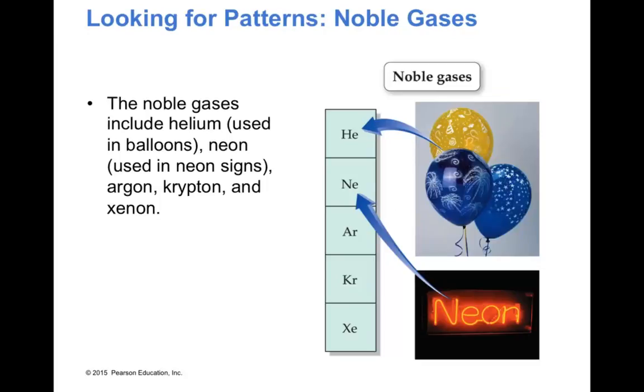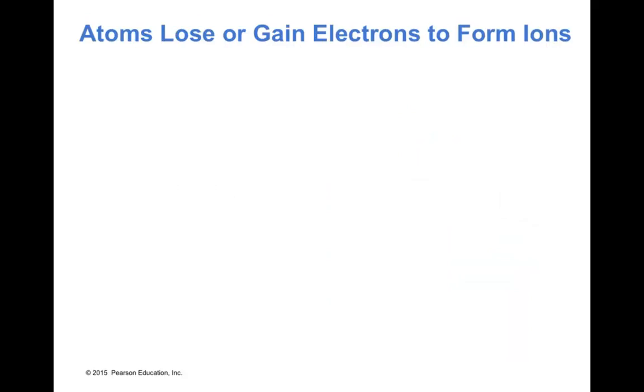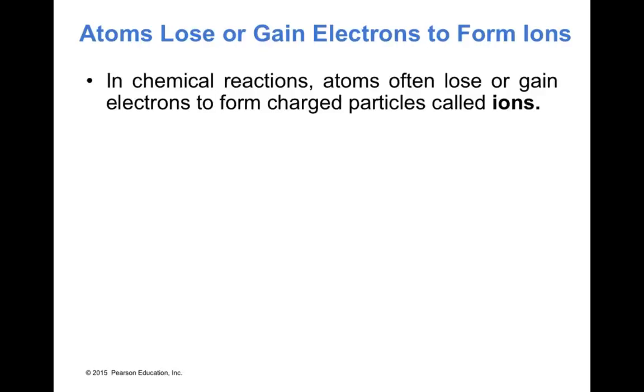The group of the noble gases includes helium, neon, argon, krypton, and xenon. Now, what happens in a chemical reaction? In a chemical reaction, atoms often lose or gain electrons to form charged particles called ions. So to produce an ion, the only thing that you need to do is to lose or gain electrons.